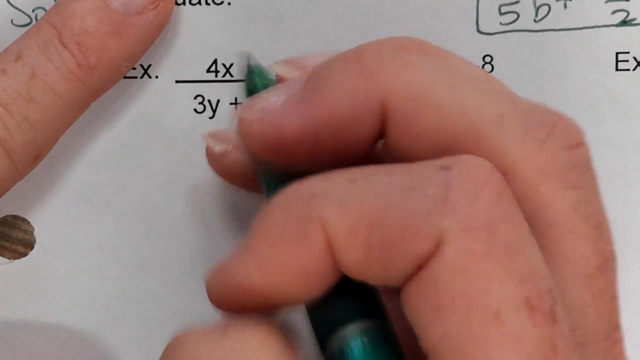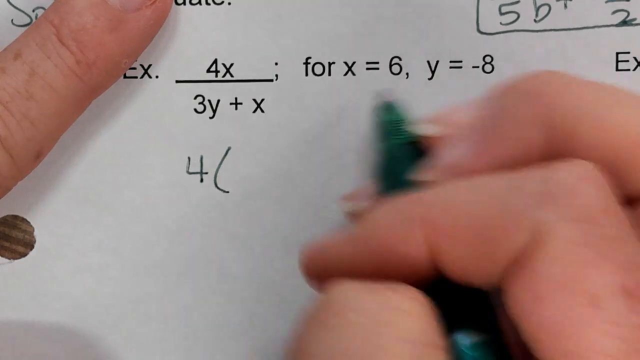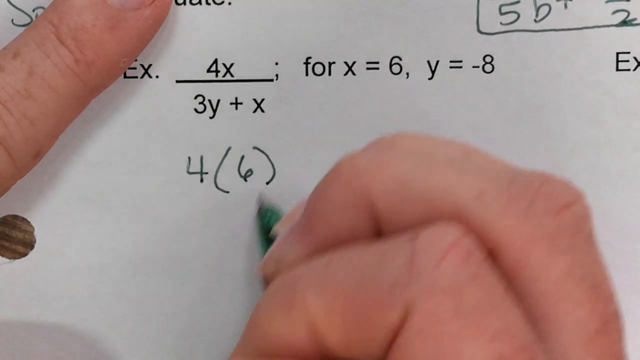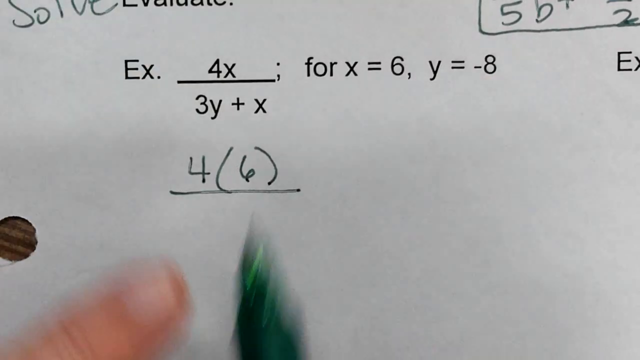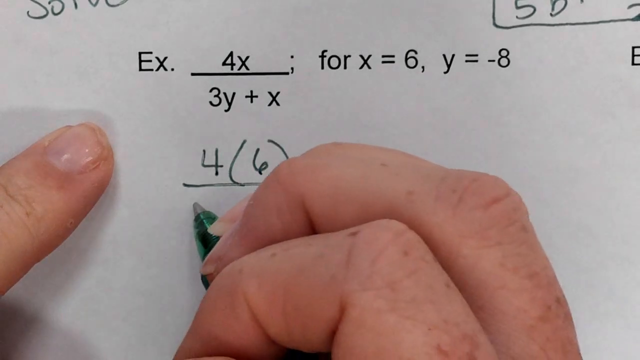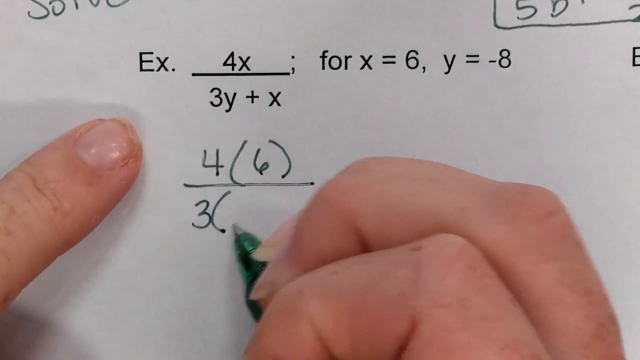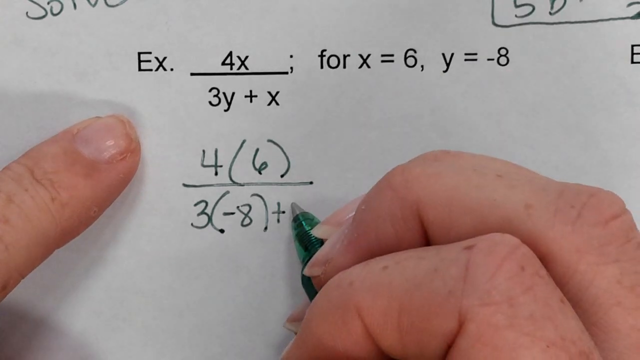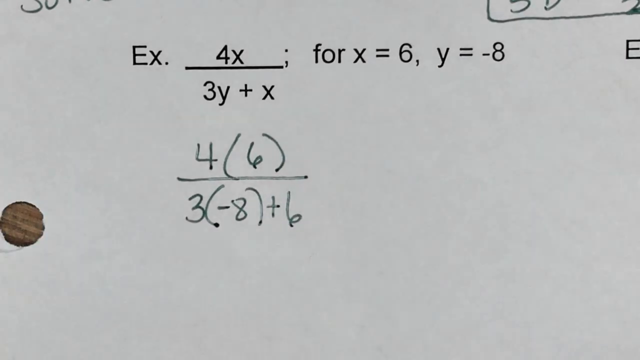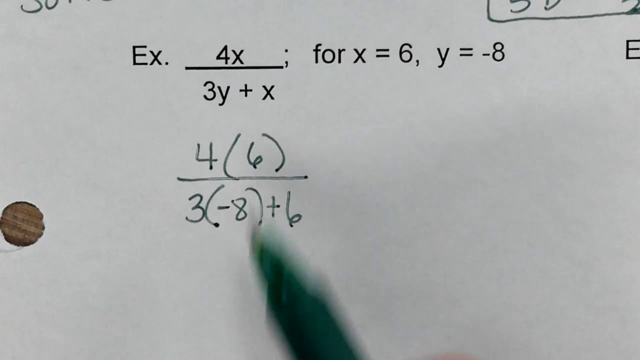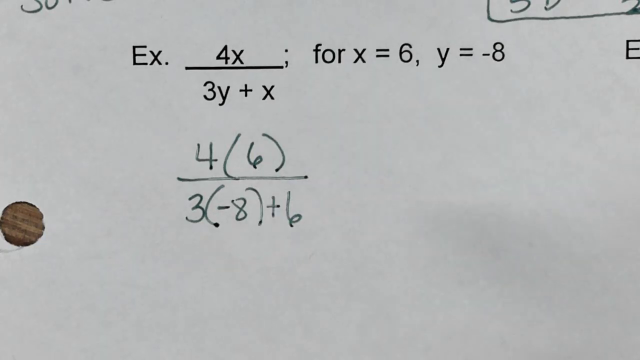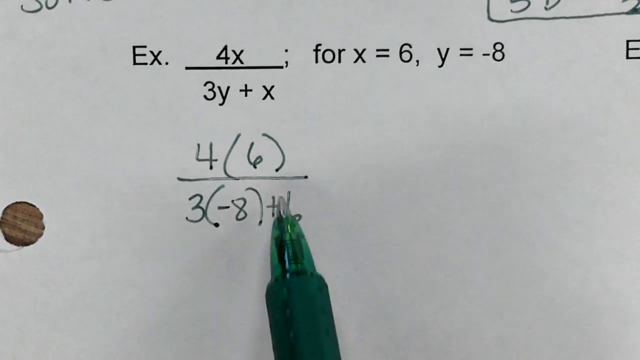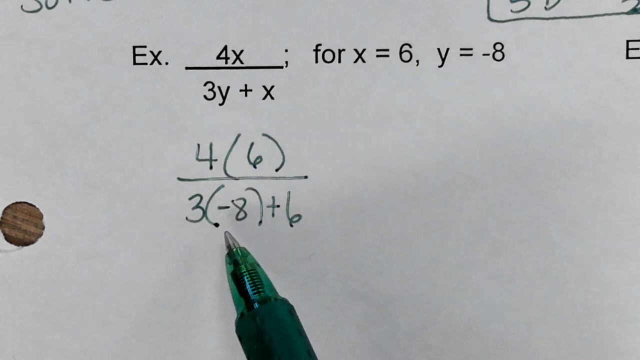So I'm going to do 4 times x. So if I write 4 times, what's x? Over. Is it all over? Yes. 3 times y, what's y? Negative 8 plus x. What's x? Now, I'm going to teach y'all something. If you'll write it down, your calculator will do it for you in one step. Is this one giant fraction bar?